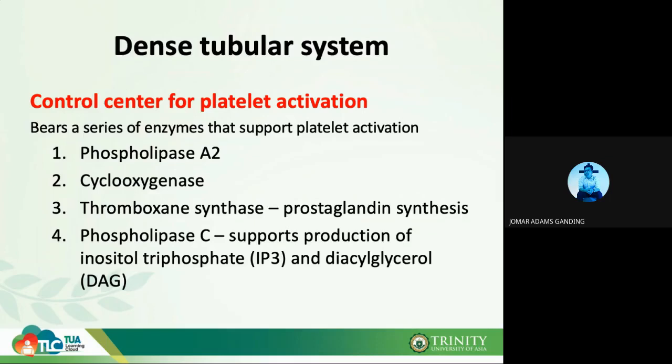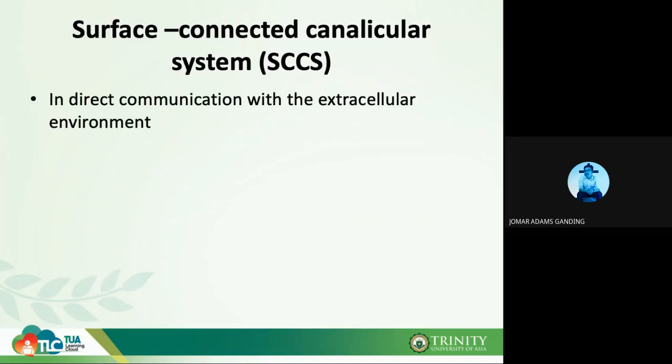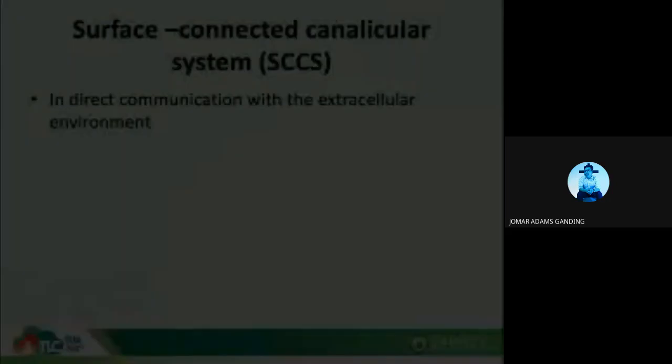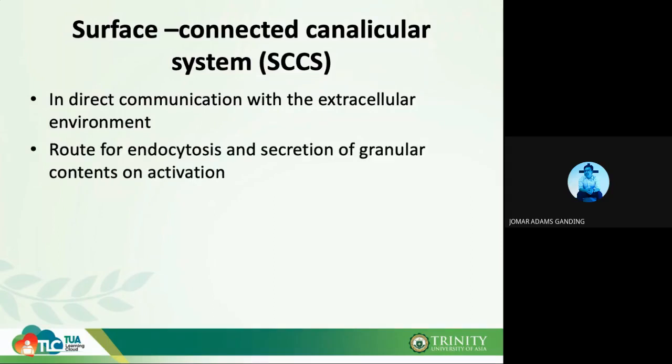So moving forward, we also have your surface connected canalicular system. Your surface connected canalicular system is the direct communication of your platelet with the extracellular environment. So remember that your platelet no longer has a nucleus. That's why it needs other alternatives for communicating with the extracellular environment. In addition to that, the SCCS is also the route for endocytosis and secretion of granular contents on activation.